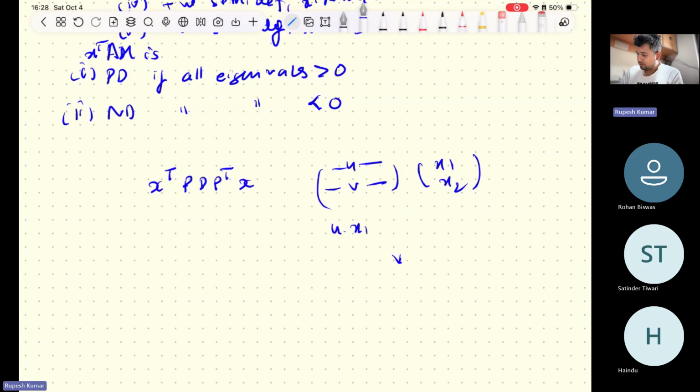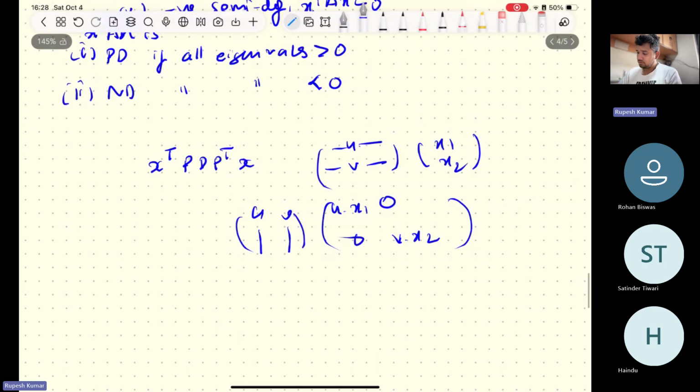U dot X1, V dot X2, right? Now again, you multiply it with P transpose X into D into P. Again, you multiply with U, then V. Oh, sorry, U here and then V here. And do the multi product again. So AQ1 will be U into this, right? And then multiply with X transpose.